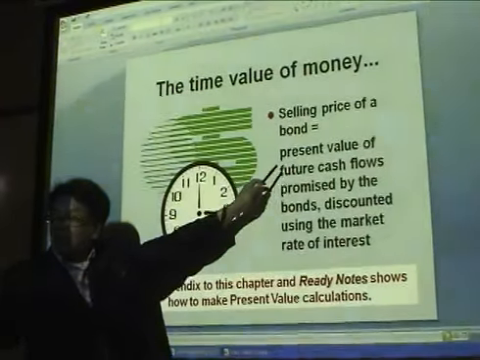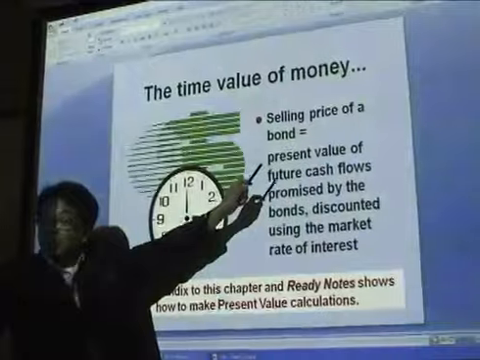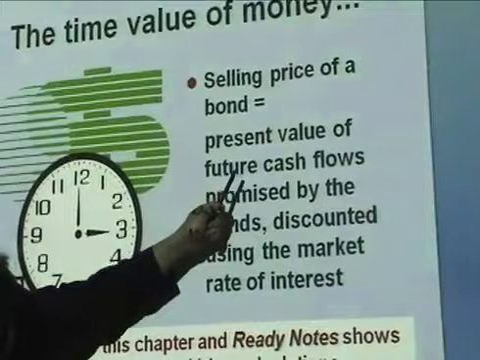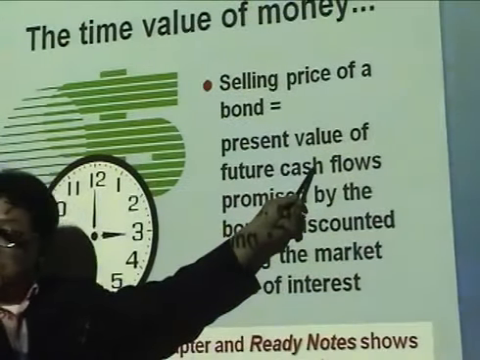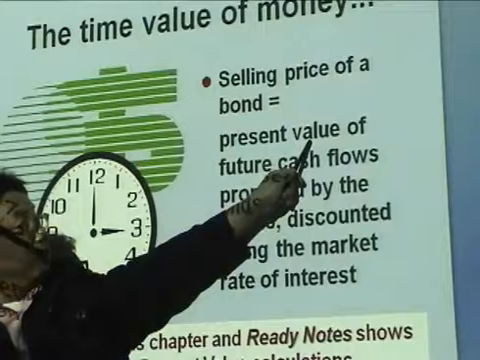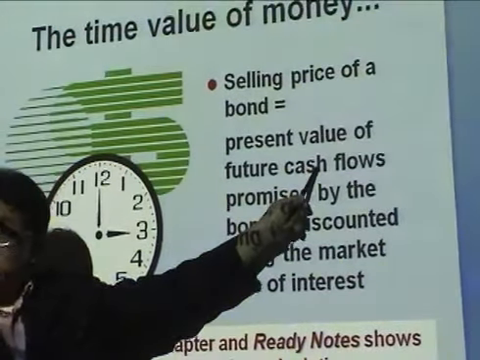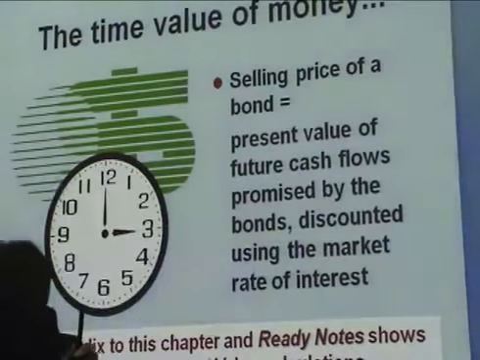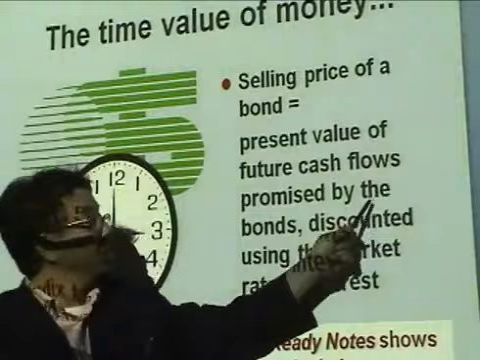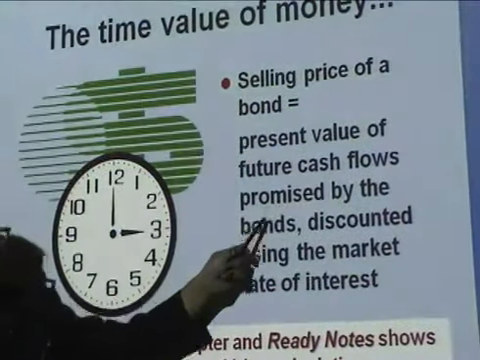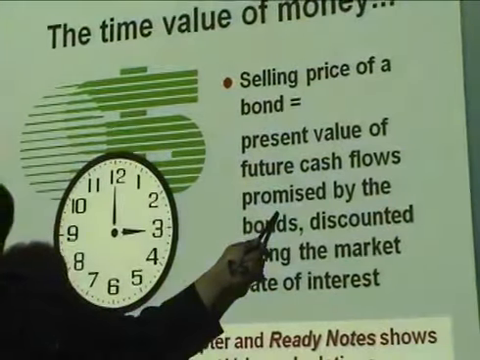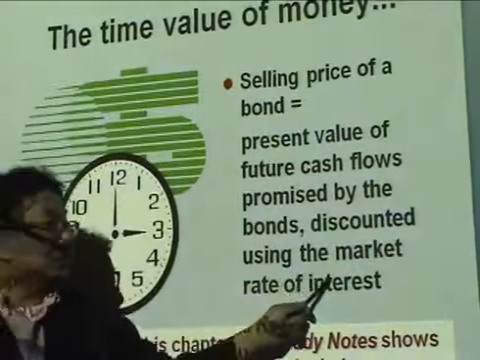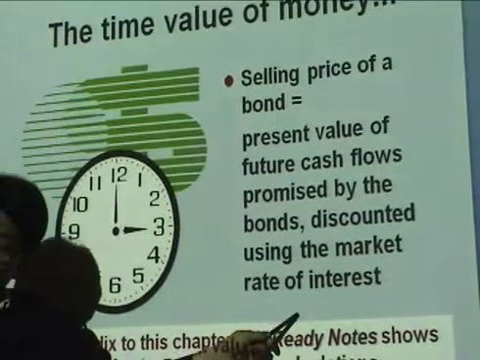please follow this slowly, please. We can talk about this as a chorus. I'm the conductor. Right. Present value of future cash flows. Wait a minute. Present value of future cash flow. Are you thinking future cash flow? True. Interest payment and principal. Flows, plural. Promised by the bonds. Promised by the corporation who issued the bond. Discounted using market rate of interest rate.